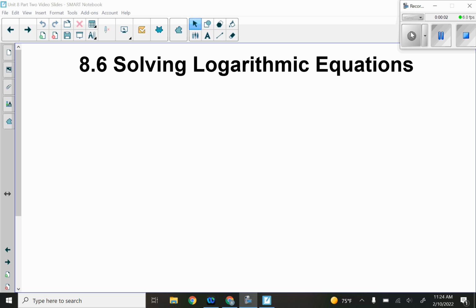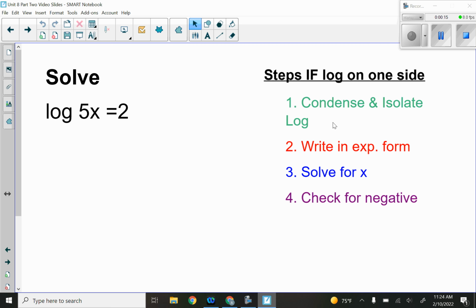In 8.6, we're solving logarithmic equations. So we're going to see two different types of equations, so you really need to pay attention to the difference between the two. In the first type of equation that we'll see, you only have a log on one side of your equation. So if we look at this, we have log of 5x equals 2. We only have log on our left side.